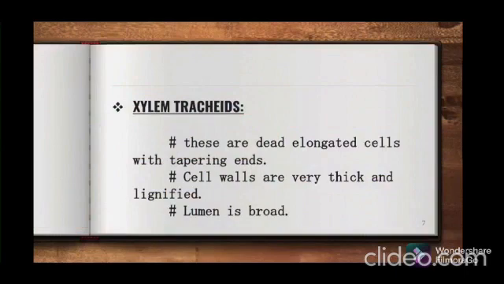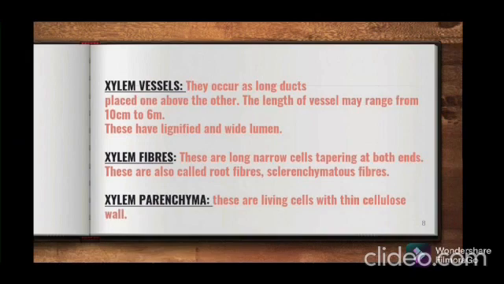Xylem tracheids. These are dead elongated cells with tapering ends. Cell walls are very thick and lignified. Lumen is broad. Xylem vessels. They occur as long ducts placed one above the other. The length of a vessel may range from 10 centimeters to 6 meters.